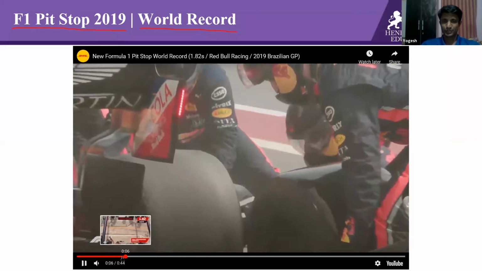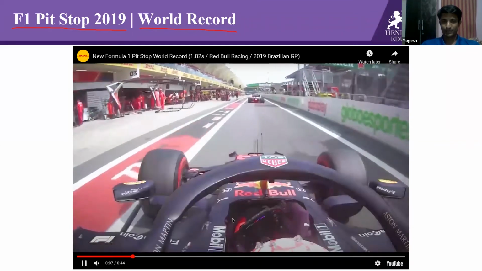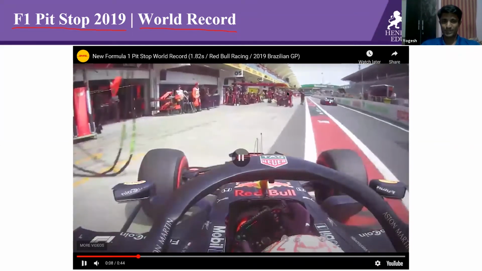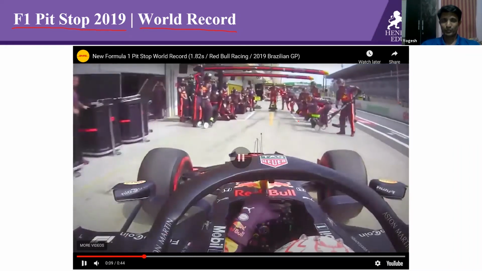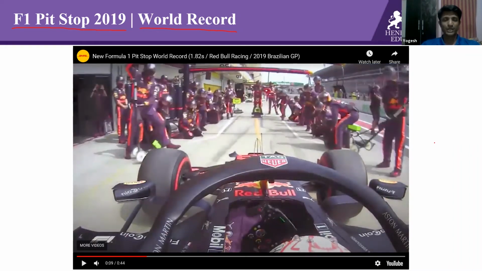We'll see this here. See how many people are there. As per record, there are basically 23 people, a crew of 23 people involved in this changeover. So 23 people are working at a time in a highly synchronized, highly professional way to release this car within 2 seconds.